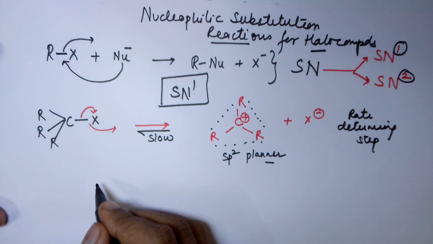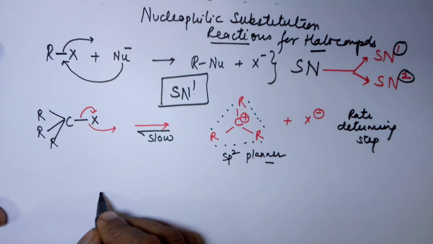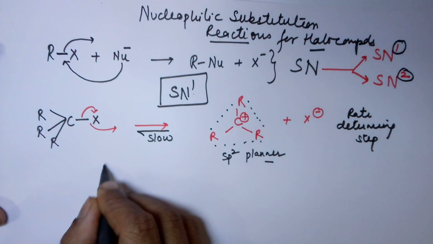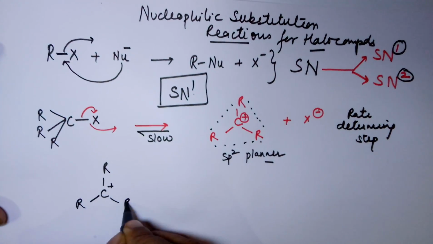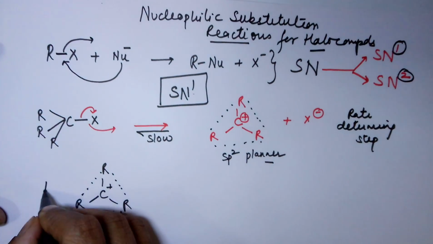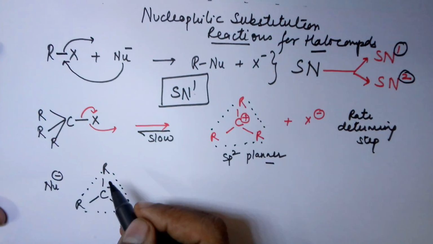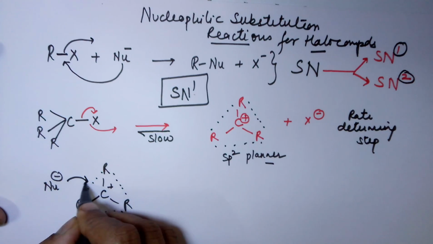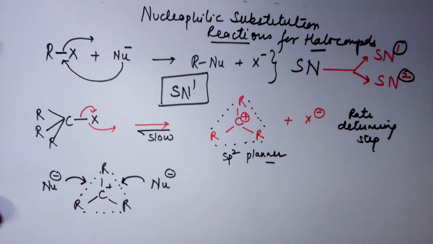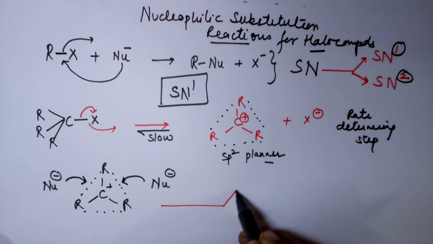The second step involves the attack of the nucleophile, in which case you would have the carbocation with the 3 R groups, and the nucleophile has to attack. Now your nucleophile can attack from both the ends. It could be from one side, and the other way could be from the opposite side. Since there are 2 possible ways of attacking, it's quite clear that you would end up with 2 products.